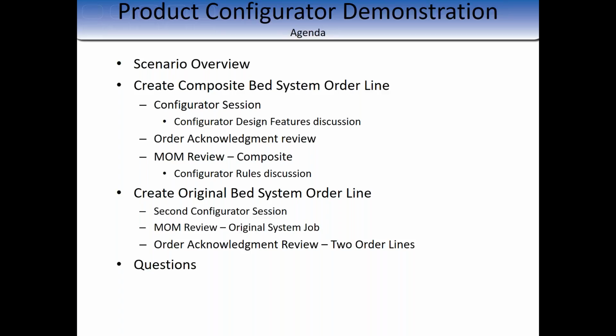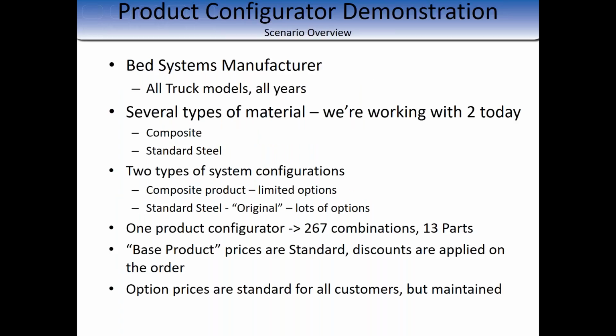Then we'll create the second order line, do a second configurator session, also look at the details of the resulting method of manufacturing, and review the order acknowledgement, which will have two lines on it. And that should leave us some time for some questions.